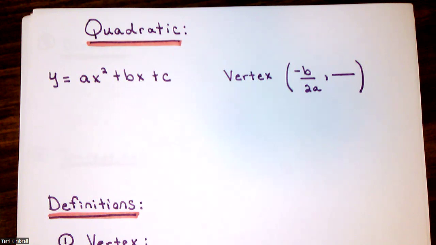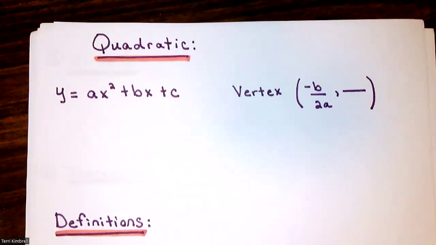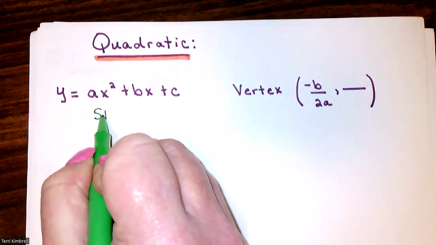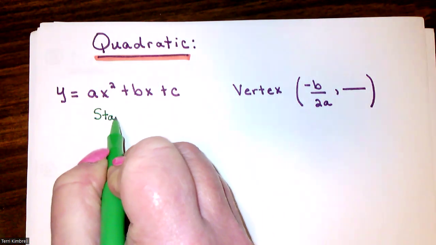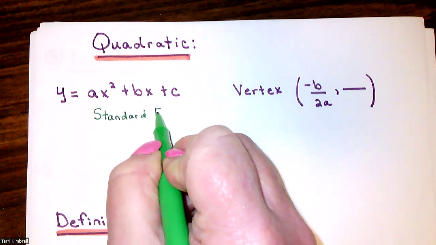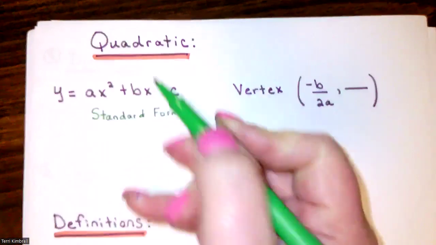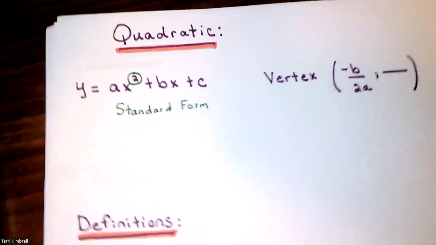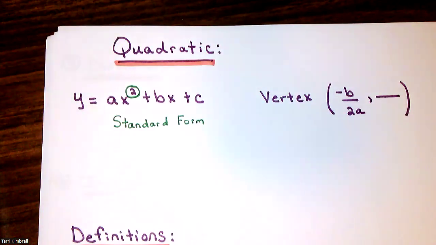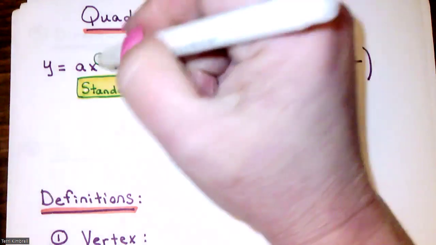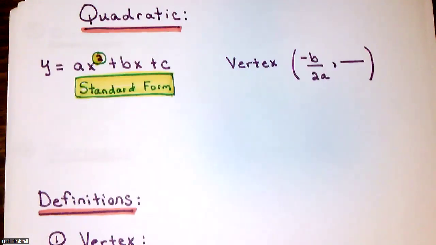So first of all, you need to know that this quadratic would be in standard form. In standard form, you're going to have the x's in descending order, and the 2 is going to be your highest degree when you're solving the quadratics. So make sure that you understand that the highest exponent in a quadratic is a 2.